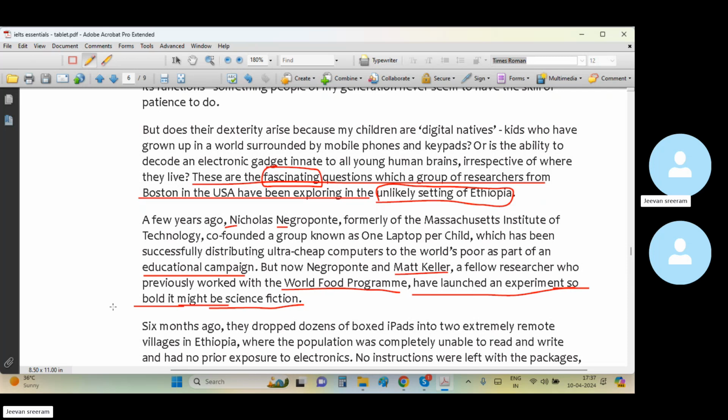So somehow the word "bold", as if it is science fiction. "An experiment so bold, it might be..." "They stepped into the project boldly as if it is science fiction." So it must be ambitious for them. What are the phrases and verbs giving a similar sense like "ambitious"? "Bold" and also "science fiction".